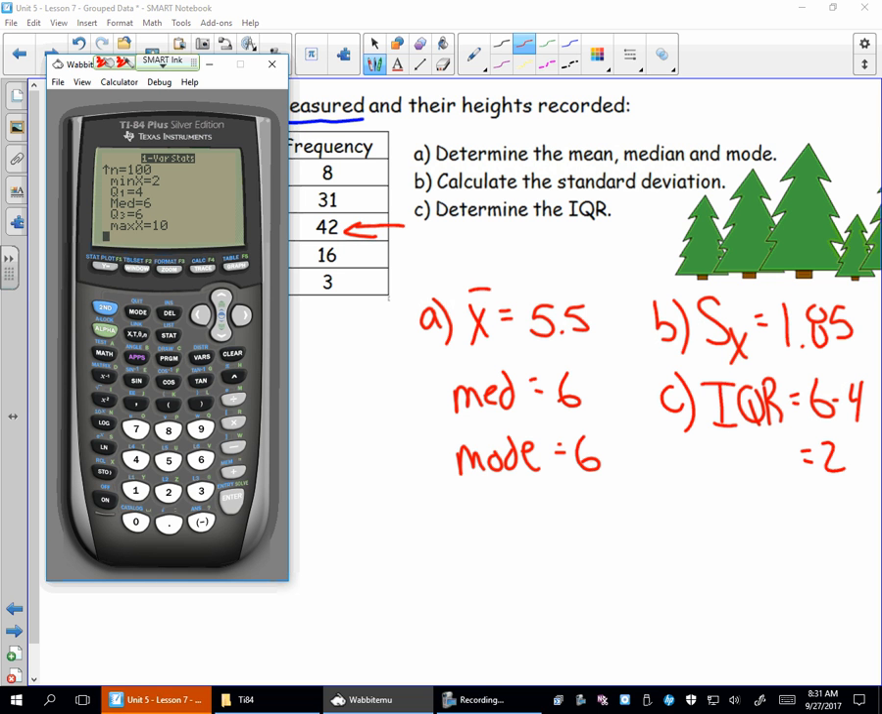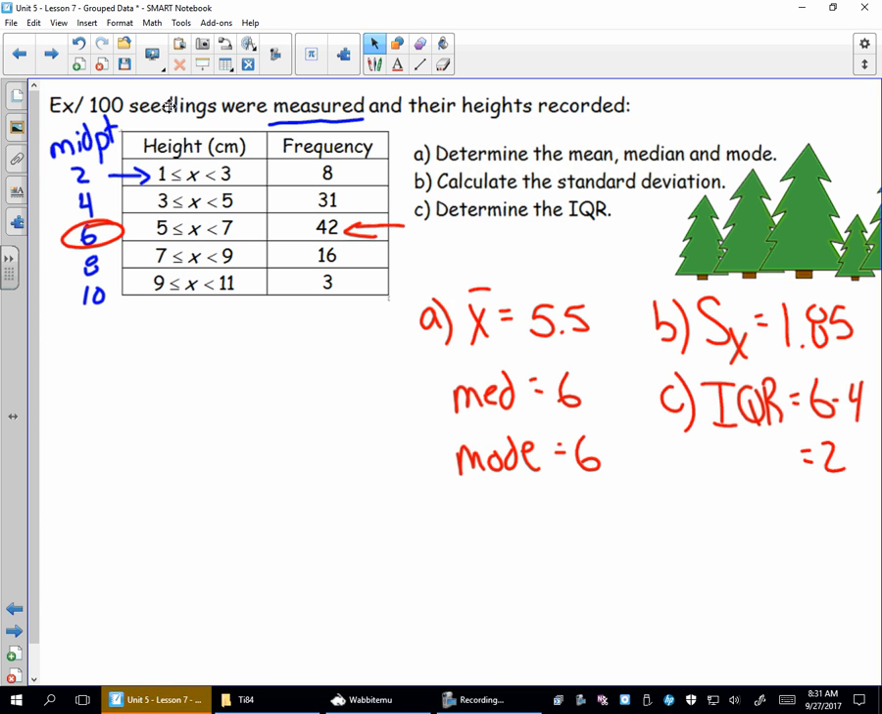Okay, the graphing calculator is a really handy tool, right? It saves us all that calculating power. We could do it all by hand. There's nothing wrong with it. In this case, you'd have to do, for mean, 2 times 8 plus 4 times 31 plus 6 times 42 plus 8 times 16 plus 10 times 3 divided by all of this. But it's way faster to type it in our calculator and use the technology to do our work for us.